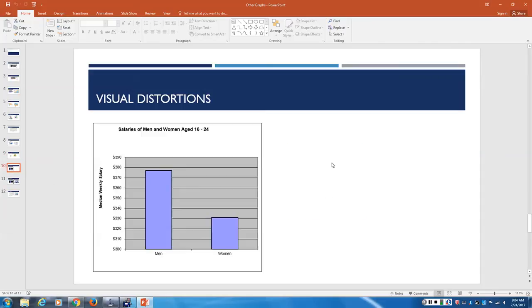This is also visually distorted. What's wrong with that graph? If you looked at the graph and you didn't look carefully, and it says it's the salaries of men and women aged 16 to 24, and this is the men and this is the women, would you agree with me that men make twice as much as women do, just glancing at that graph?